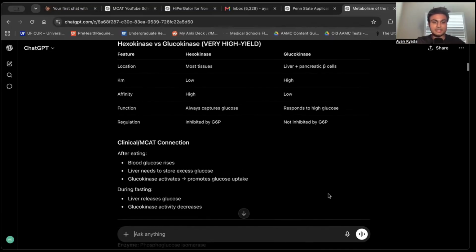And one of my favorite things was its ability to consistently draw in clinical and MCAT connections. Because now you're not just memorizing facts or reading paragraphs, you're learning how to actively apply the information you're learning. So that when you get to that question on test day about the Krebs cycle or beta oxidation or glycolysis, you know how to actively apply the information that you spent so many hours learning.